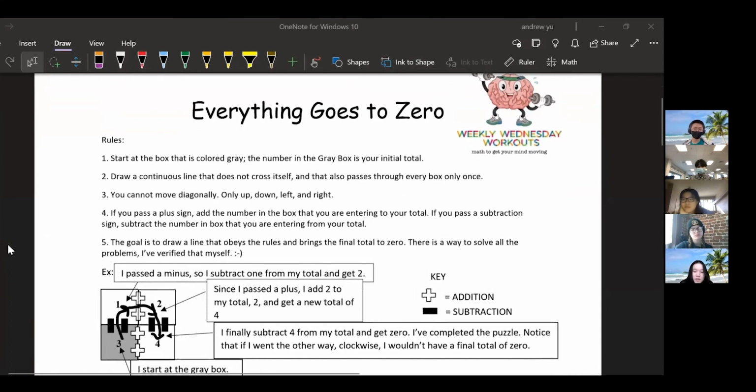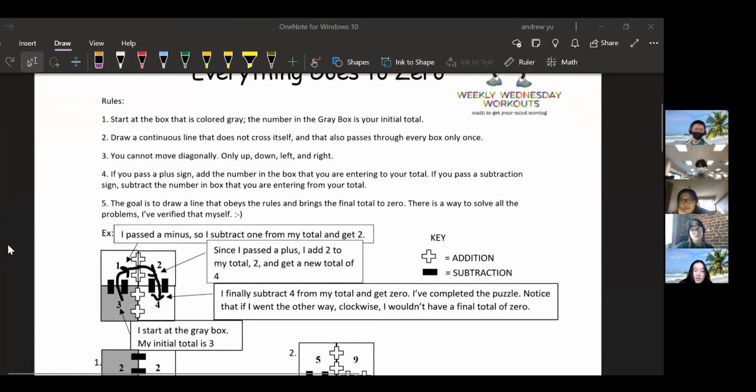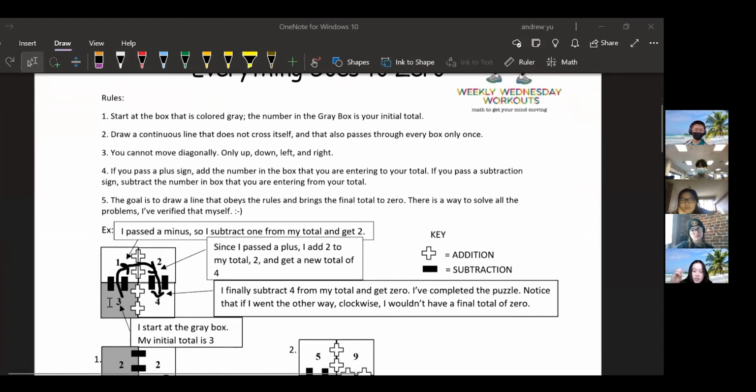So to start off, you're going to begin in the gray box, and in that gray box, there's going to be a number, and that number is going to be your starting total. Then you're going to draw a line that goes either up, down, left, or right into another box. You can't move diagonally, and you can't move to another box that you've already gone through.